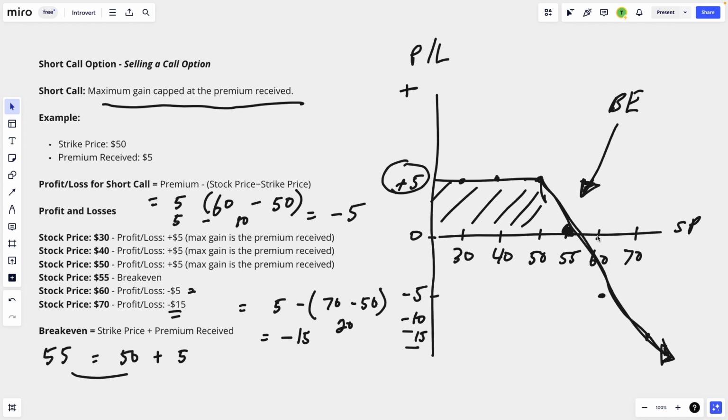Anything above 55, you are looking at some potential losses because you are obligated to sell the stock to the call buyer at 50. And if the stock is $70, you might have to buy at 70, flip around and sell at 50, and you are incurring a loss there. And that is shown in this profit and loss diagram. So the break even is 55. Strike price is where the hockey stick starts to go down. The max profit you get there is the premium that you sold it for. So you want the stock to either remain the same or go down when you're selling a call option.